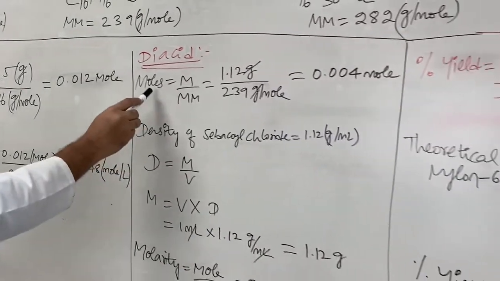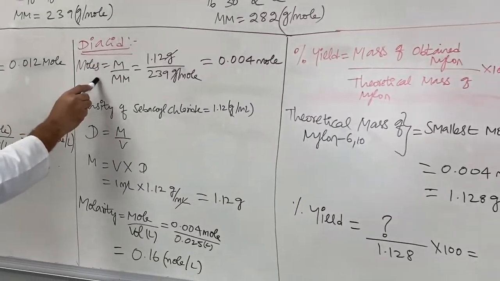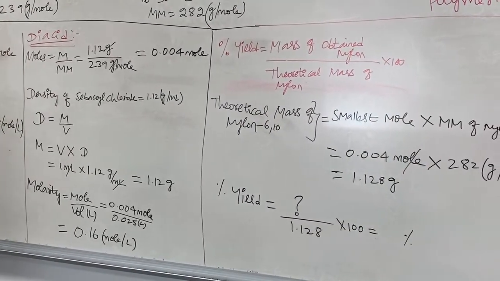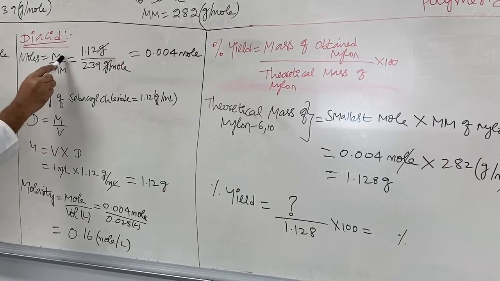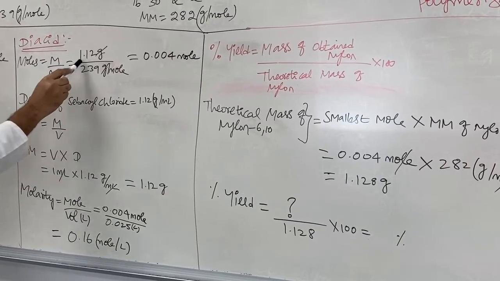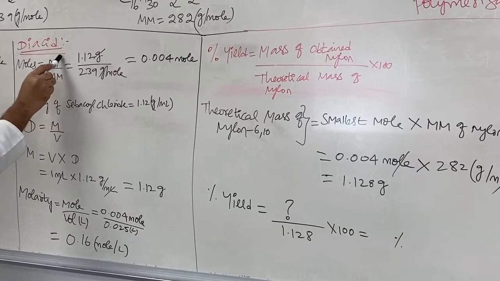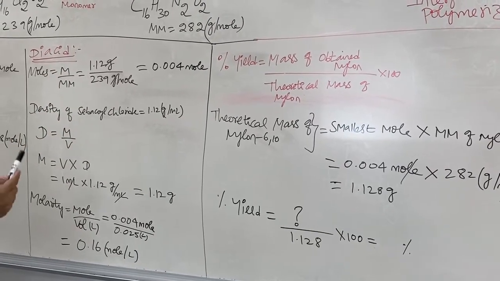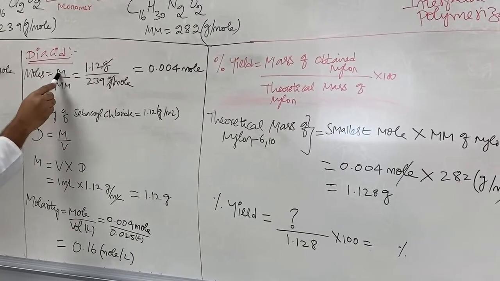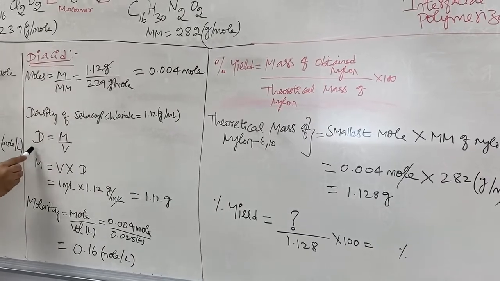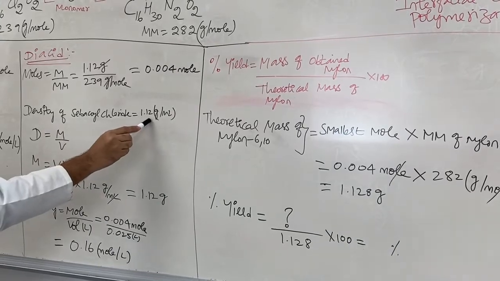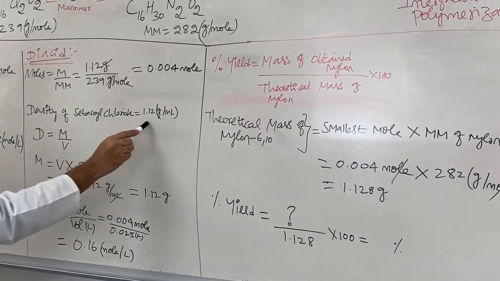Now next, we have to calculate the moles and molarity of diacid. Diacid means the second monomer, sebacoyl chloride. The moles formula is mass divided by molecular mass. This diacid is a liquid. Here I am going to take only 1 ml. So how to calculate the mass? First we have to calculate the mass. The density of sebacoyl chloride is 1.12 gram per ml. It is a constant value.